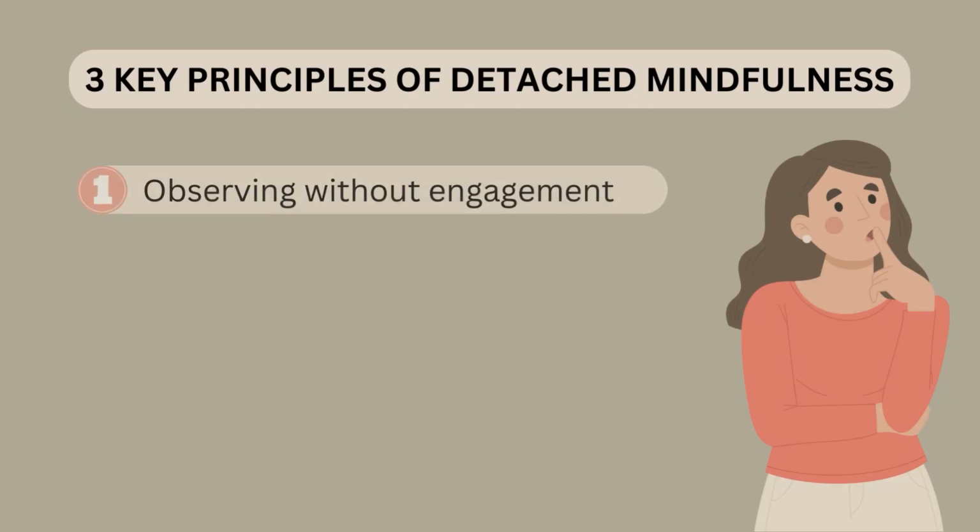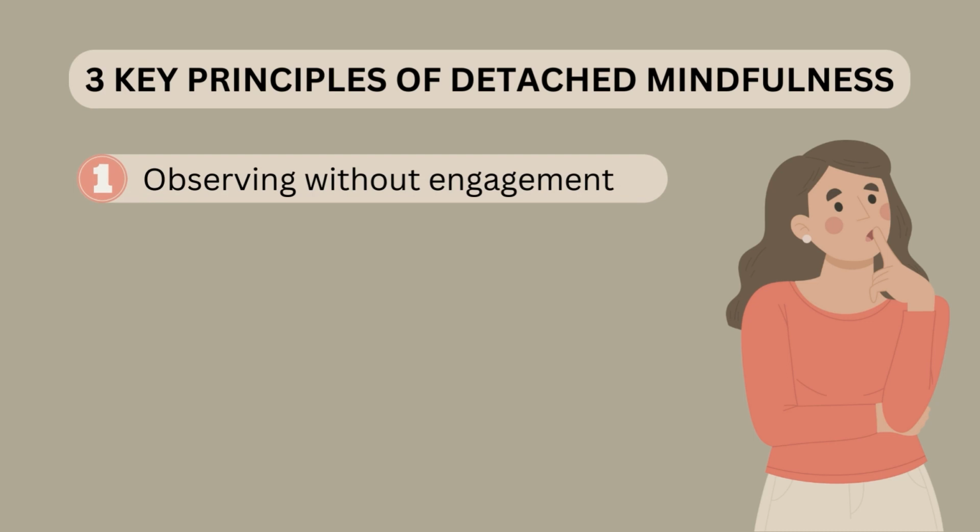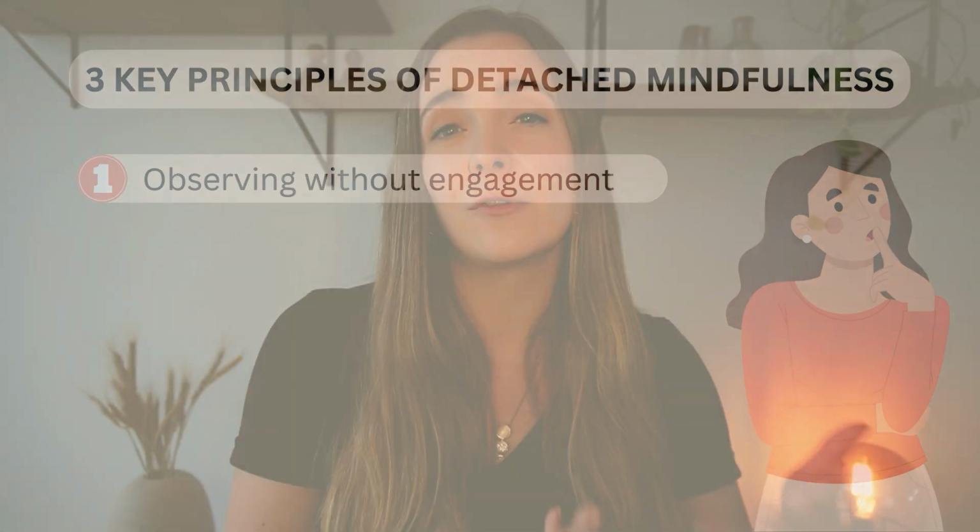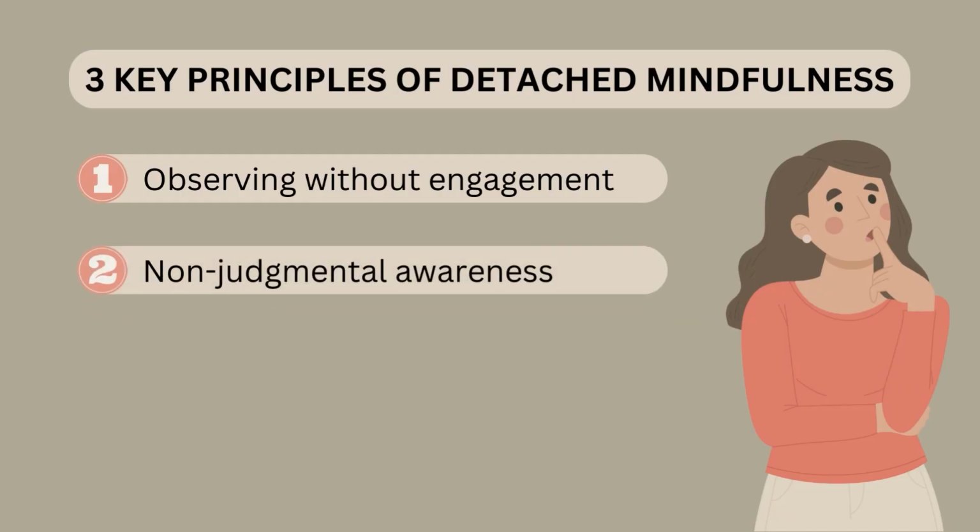The first one is observing without engagement. So in detached mindfulness, we objectively observe our thoughts just as events in the mind without interacting or engaging with them. It's like watching the clouds pass in the sky. We notice their presence but let them drift by without attachment. The second principle is non-judgmental awareness. Now this is a principle that detached mindfulness shares with traditional mindfulness. This non-judgmental awareness means recognizing and accepting our thoughts without labeling them as good or bad or right or wrong.